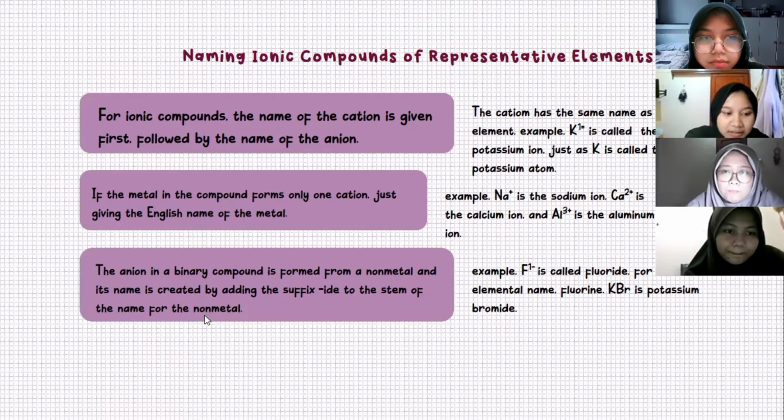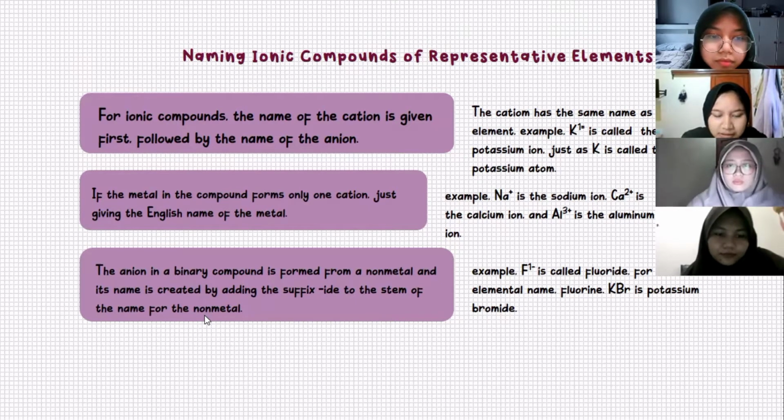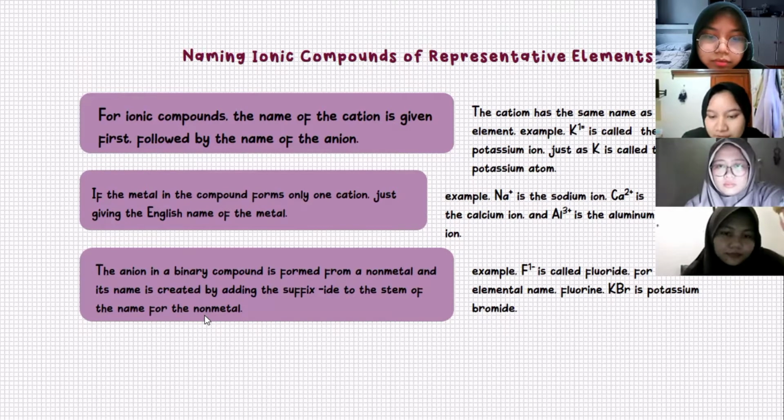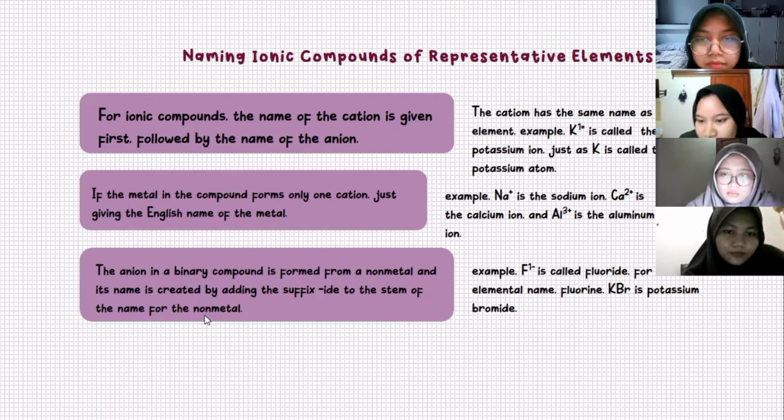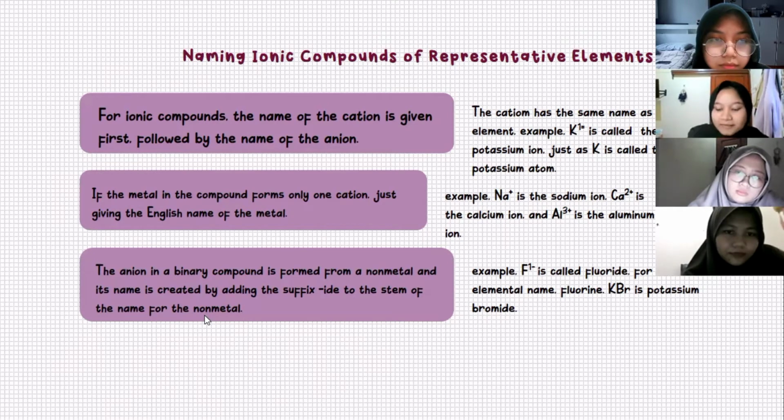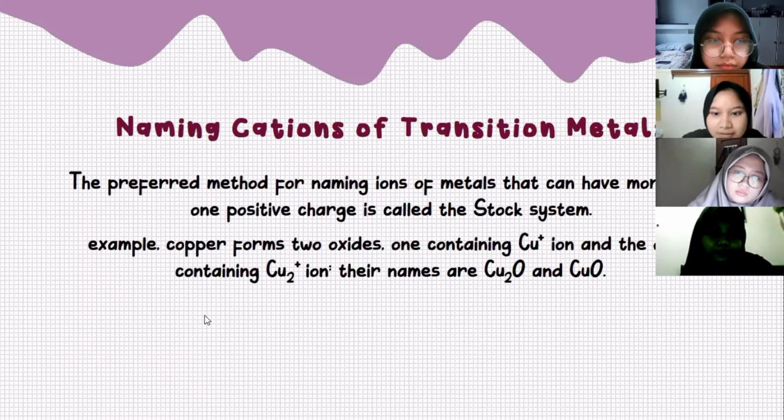And the last, the anion in a binary compound is formed from a nonmetal and its name is created by adding the suffix "ide" to the stem of the name for the nonmetal. Example, F minus is called fluoride. The elemental name is fluorine, and KBr is potassium bromide. And then next we'll explain with Ayu.